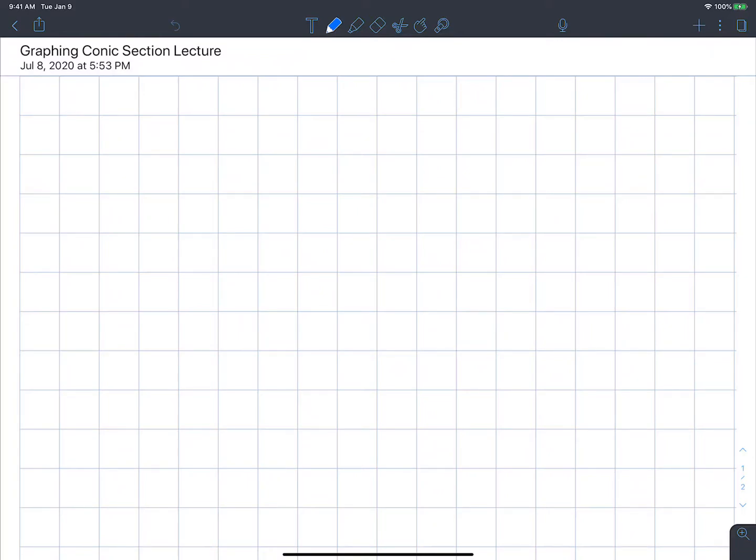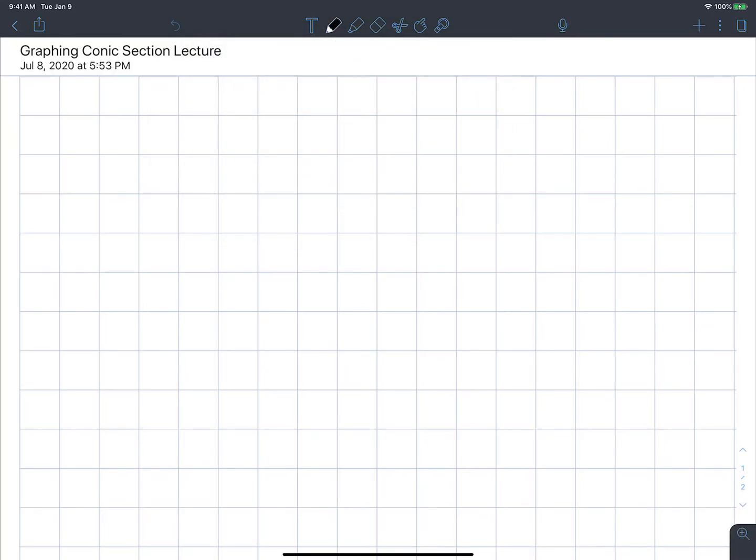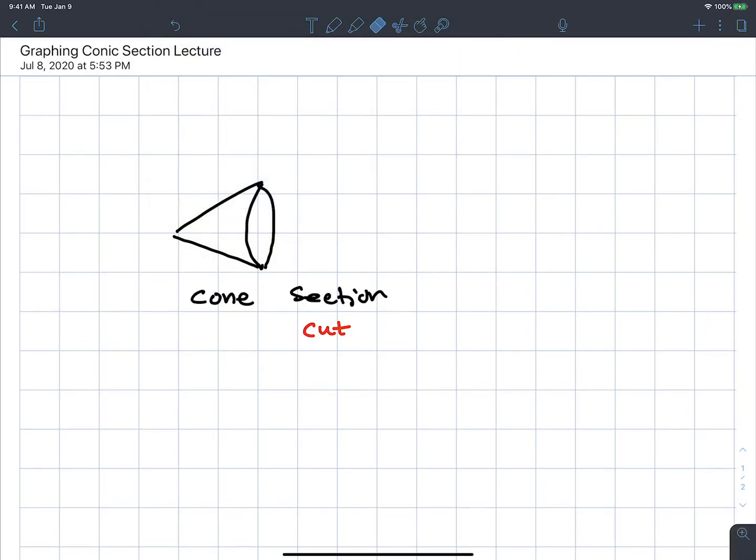Okay, we're going to be looking at how to graph conic sections. And when we talk about conic sections, essentially they come from the concept of taking a cone. So I'm going to try to draw some cone here. This is supposed to be a cone. And the word section really means to cut. So if we cut this cone in certain ways, what you'll obtain are the following shapes here.